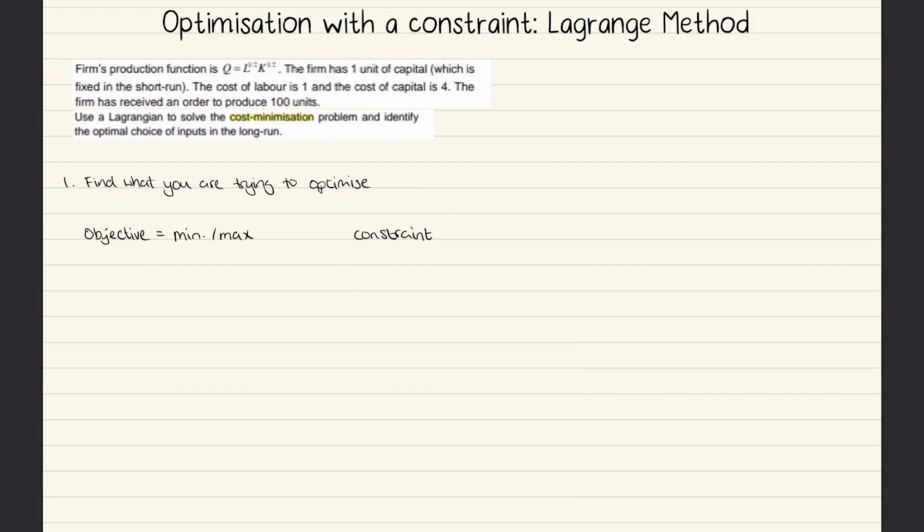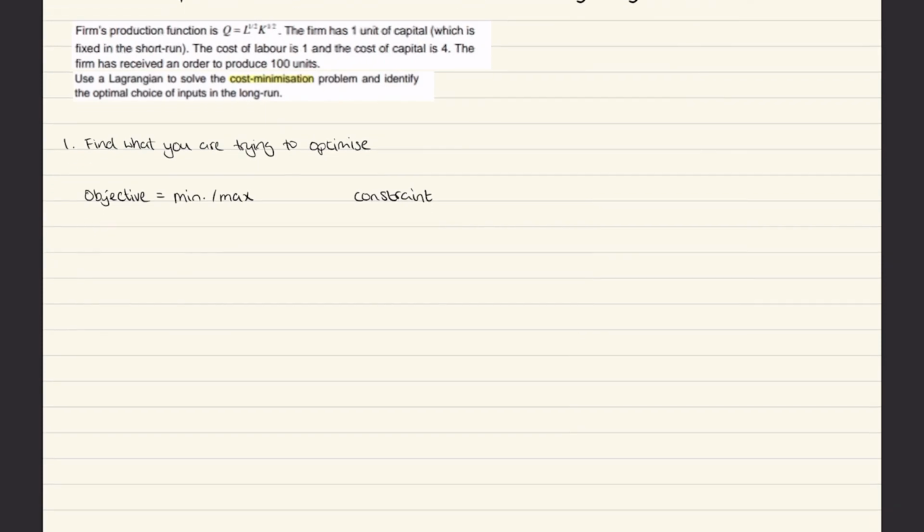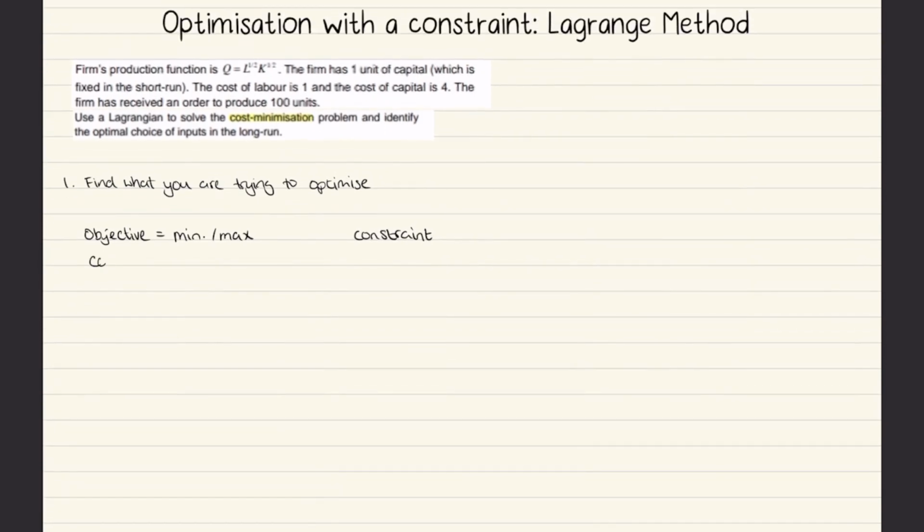In this context, we're not trying to find production maximization, we're trying to find cost minimization. So our objective function will be the cost function, because that's what you're trying to minimize, because that's what the question says. And then our constraint will be the production function, because that's the only other thing in the question that we're provided. So once you've done that, you can just write out your cost function.